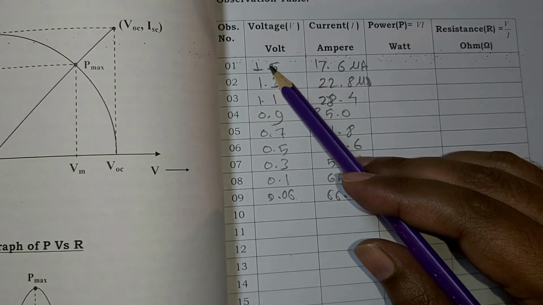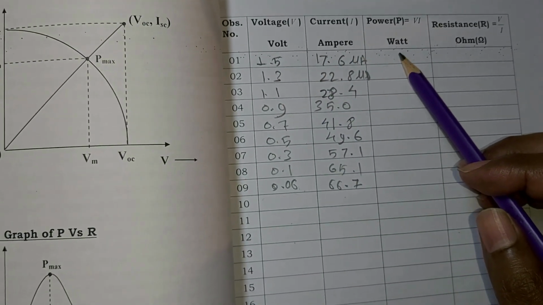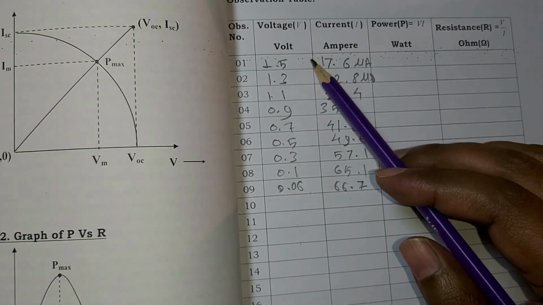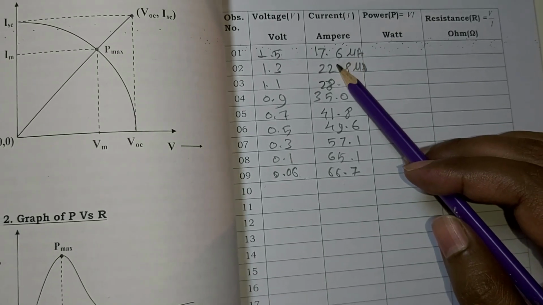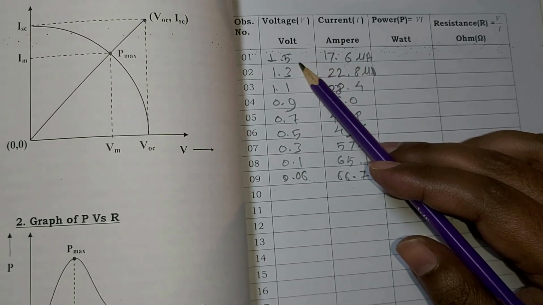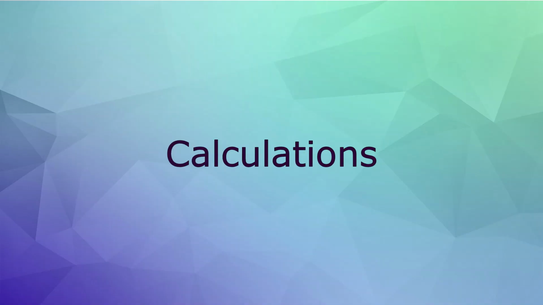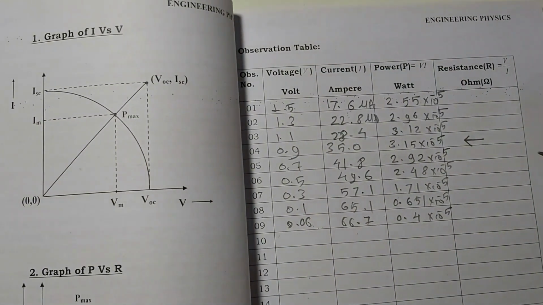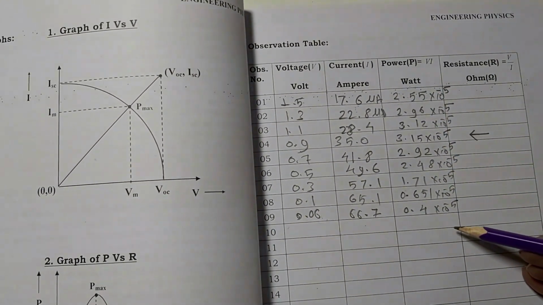Also, you can take the product of this voltage and current, and we can write that product in terms of power. But remember that our voltage is in volts and current is in microamperes. We have to convert this microampere into ampere, and then multiply by volt so that we can get the power in watt. I have calculated the power for different combinations of voltage and current here.